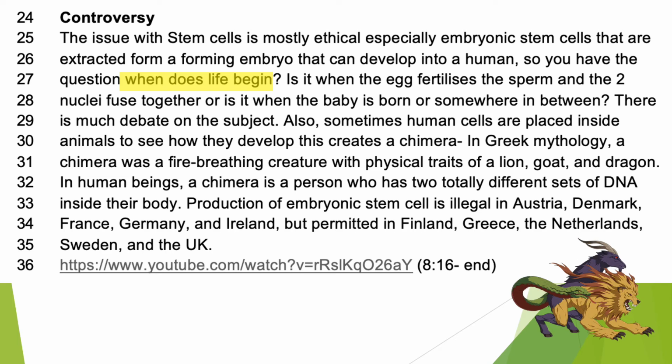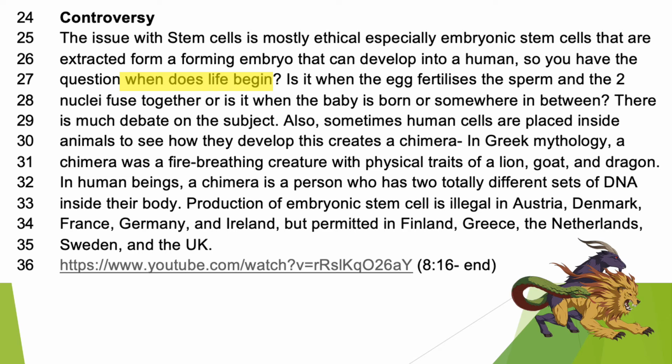So let's move on. Also, sometimes human cells are placed inside of animals to see how they develop, and this creates what's called a chimera, or a chimera, however you pronounce it. So what this is, I have a picture in the bottom right corner here, is that in Greek mythology, a chimera was basically a fire-breathing creature with traits of a lion, a goat, and a dragon. It also had the tail of a snake.